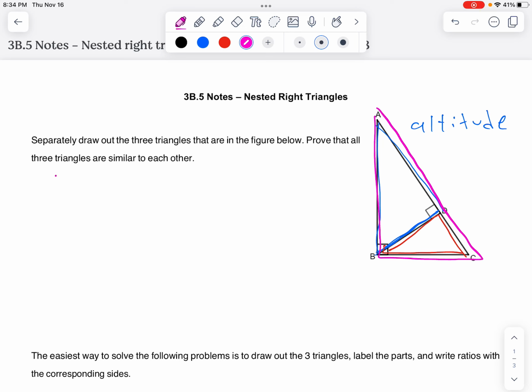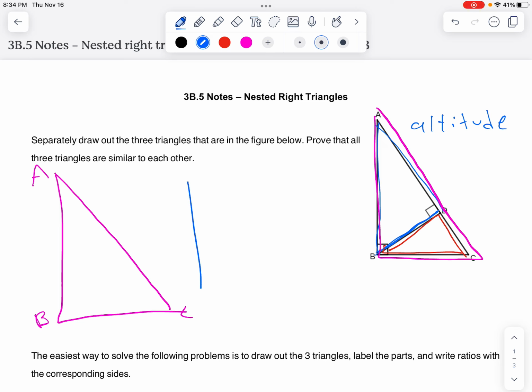And let's actually draw these out so we can kind of think about this. We got the big purple one, and this has letters A, B, C. And now we've got the blue one inside it. The blue one looks like this. There's the 90 there. This is A, D, B, and now you got this little red one. Little red one is here, and this is B, D, C. So you got these three triangles. Now, how can you prove that they are similar to each other?